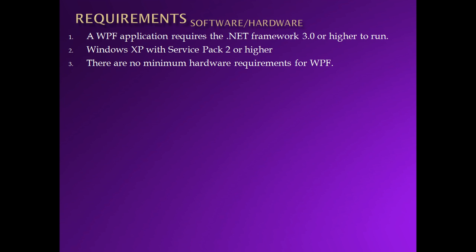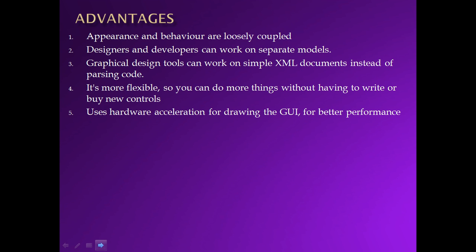The second point is, what are the advantages of WPF? The very first advantage of WPF is that appearance and behavior are loosely coupled. First of all, what are appearance and behavior? Appearance is where you create your controls like buttons, drop-down list boxes, text boxes, and so on. Those controls are used to interact with the user. The user is going to click on a button or put something in the text box. He does not have to deal with the behavior. Behavior is nothing but the code behind. If the user clicks on a button, what is going to happen is defined in the code-behind file, and that is called behavior.